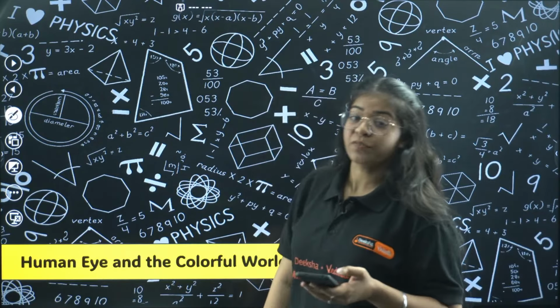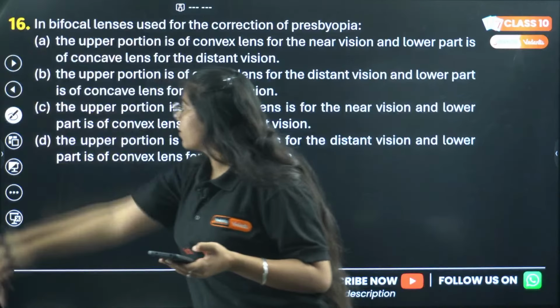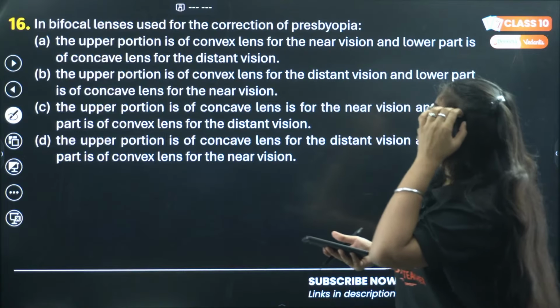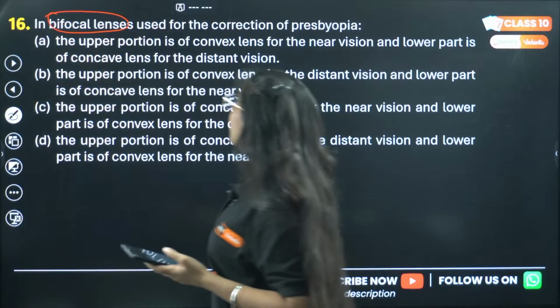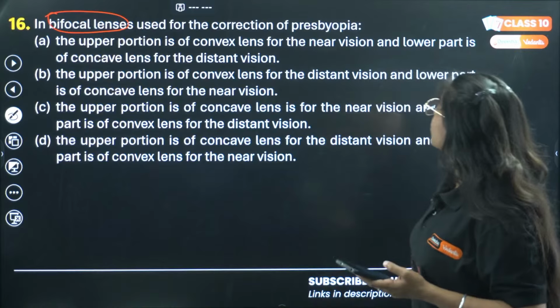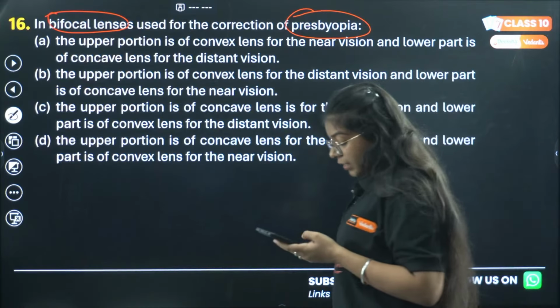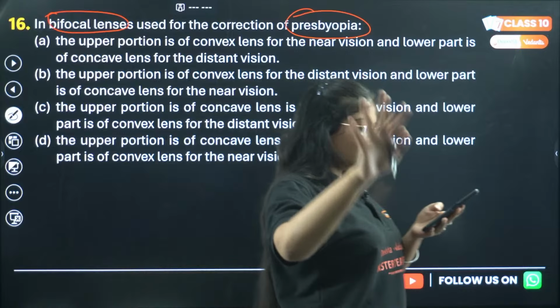Next, our chapter is the last chapter for physics. This is human eye and the colorful world. Let's see the first question. Oh, that's a big question. In bifocal lenses, again highlight the keywords. Bifocal lenses used for the correction of presbyopia. For this, you need to know what presbyopia is. Let me just tell you.